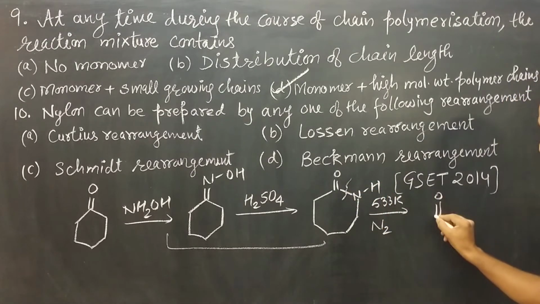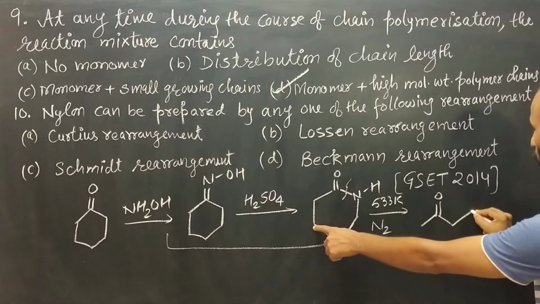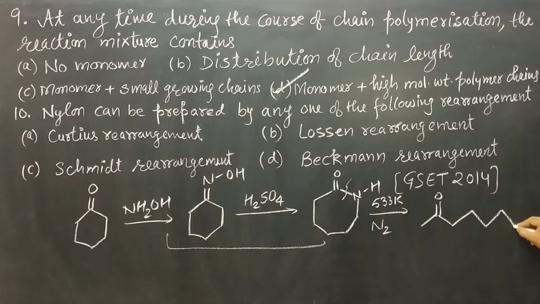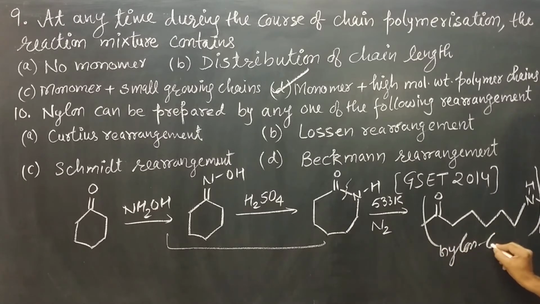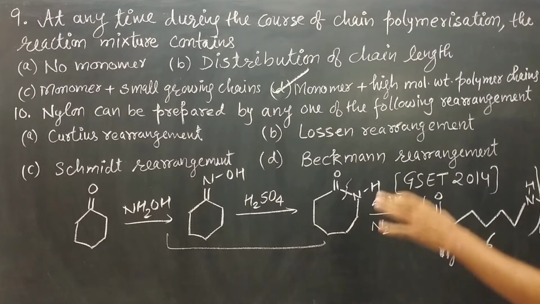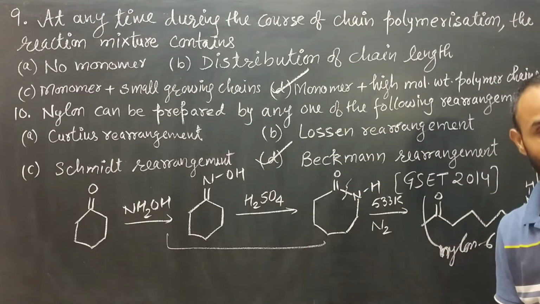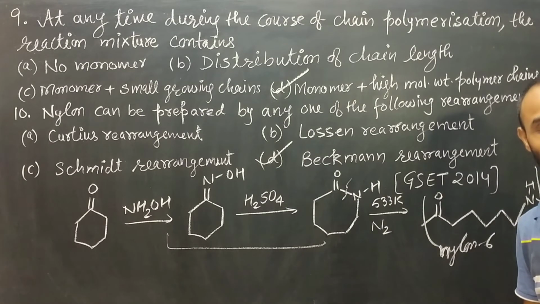So 1, 2, 3, 4, 5, and then NH. So this is nylon 6 as the product formed. So Beckmann rearrangement is the right option for the 10th question. So note it down, and then we will go to the next question.